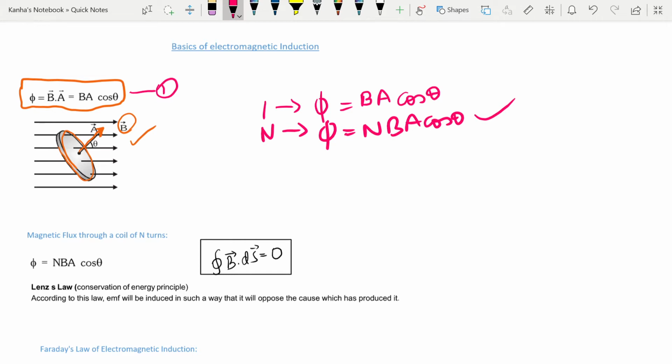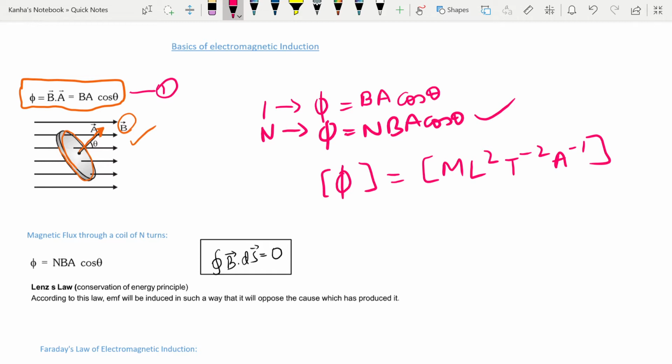You should also note that magnetic lines of force are imaginary, but magnetic flux is a real scalar physical quantity and it has dimensions of its own. So what are the dimensions of flux? The dimensions of flux are the dimensions of magnetic field into area, which turn out to be ML^2 T^-2 A^-1. You should take a note of the dimensions as well.